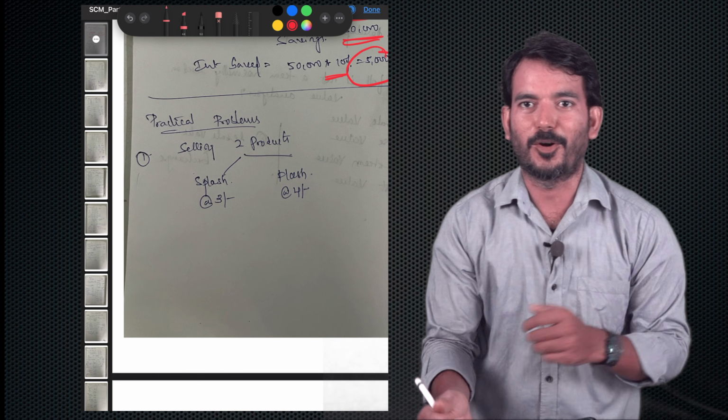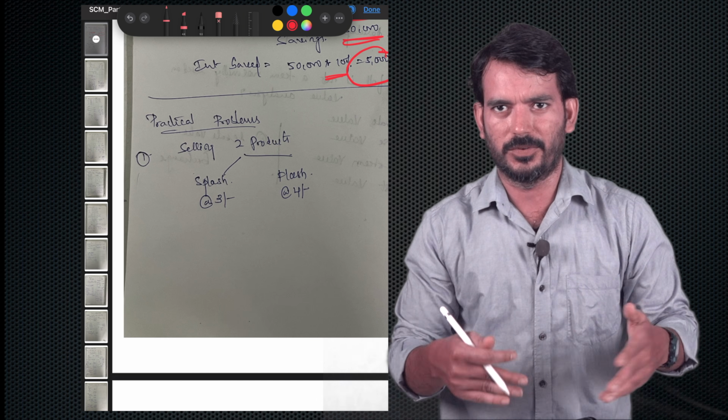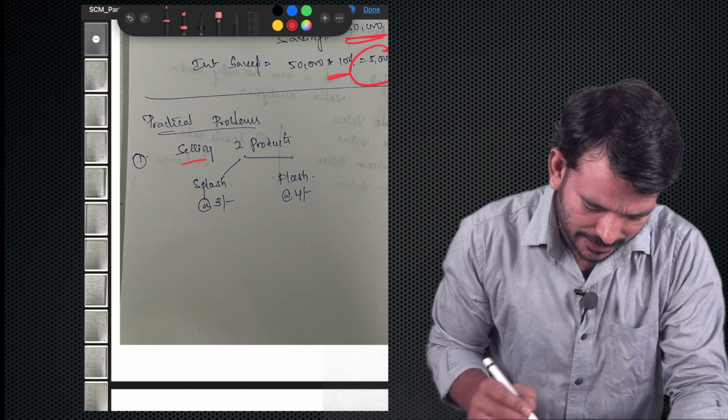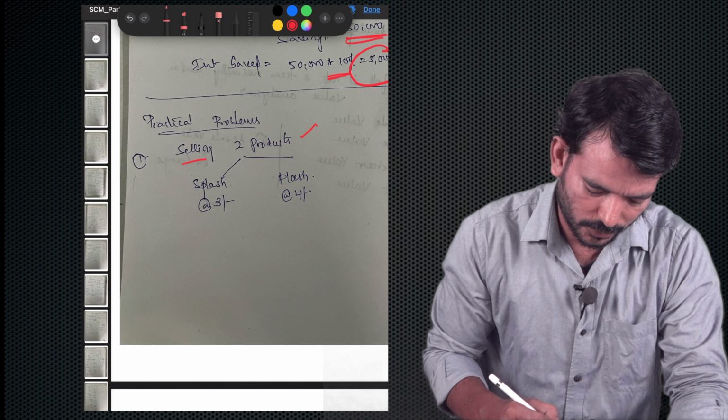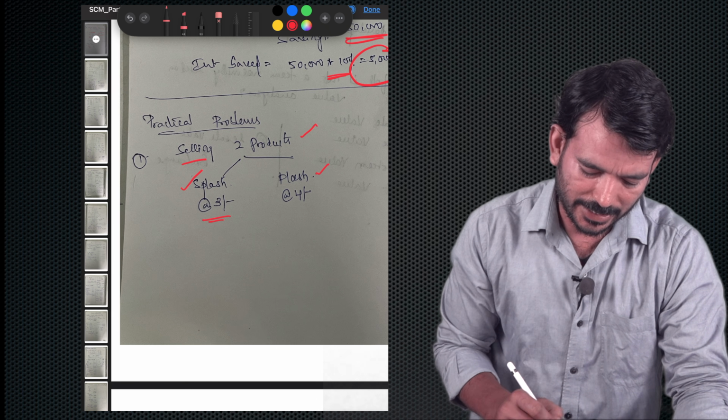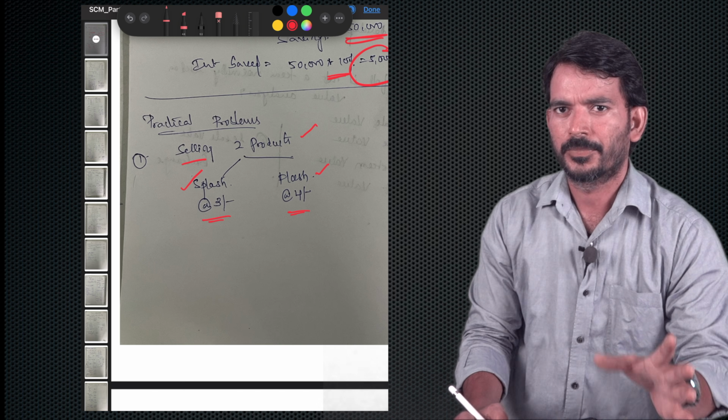Coming to little complicated questions. As we move, we will be having complex questions. So there's a company that is selling 2 products. One is Splash, another is Flash. So there are 2 types of products which they are selling at 3 rupees and 4 rupees respectively.